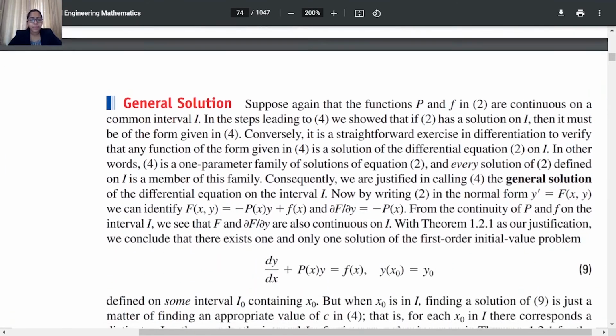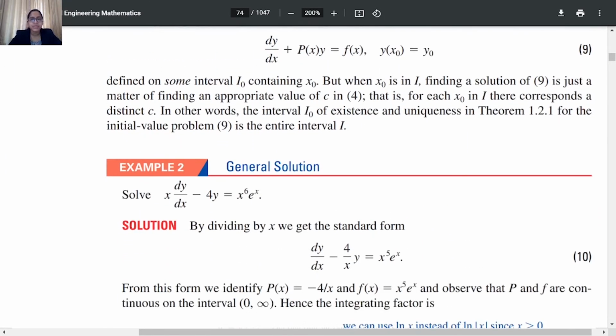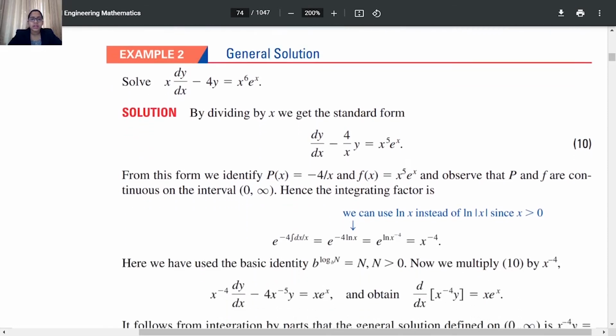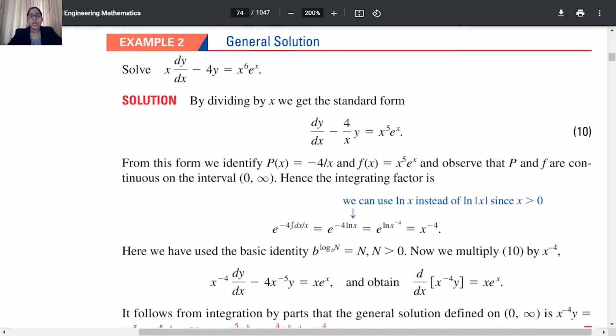Next we shall do another example which gives us the general solution. In the first example, the solution was minus 2 plus c into e raised to 3x. Depending upon c, the solution can vary. So that is not a particular solution, it is a general solution.